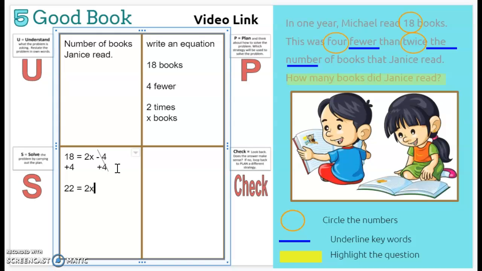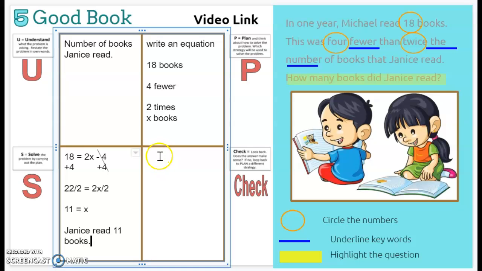Okay, there we go. Now we need to do our inverse operation of multiplication, which means we're going to divide by 2 on both sides. What we do to one side, we do to the other side. And that leaves me with 11 equals x. All right, and so then we're saying right here, how many books did Janice read? Janice read 11 books. That's what we want to say, but let's check it just to make sure we have it correct. So this 11 equals x.